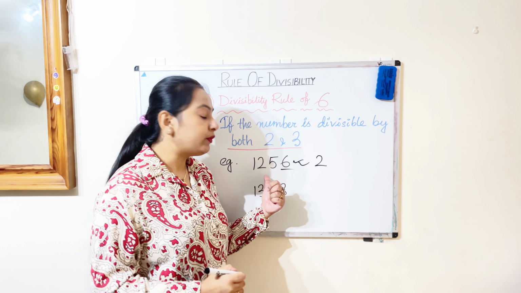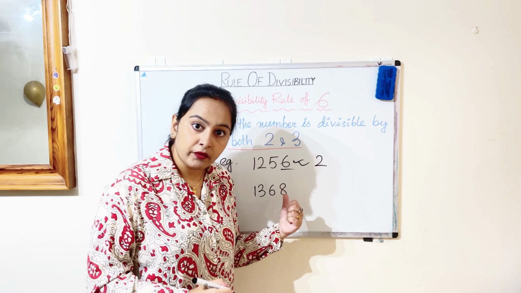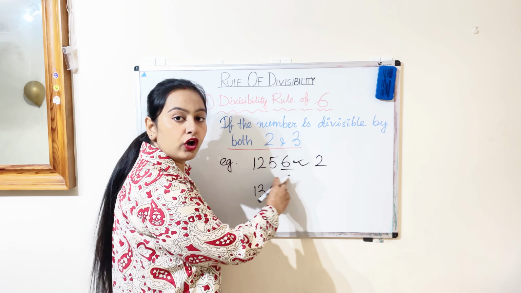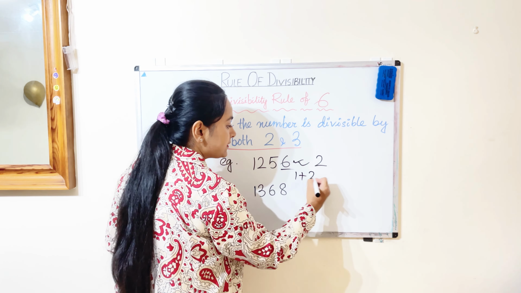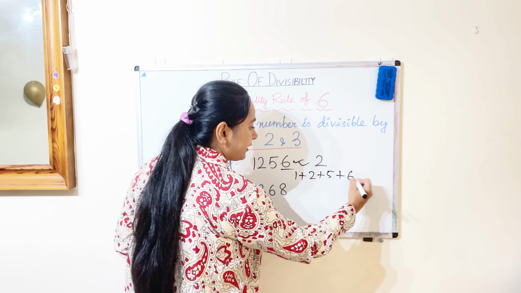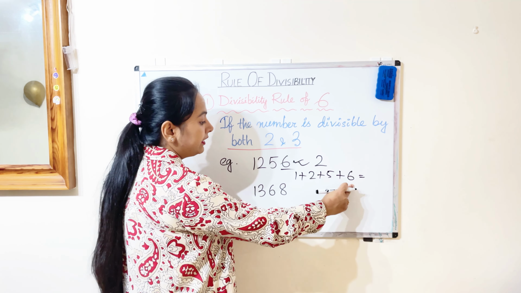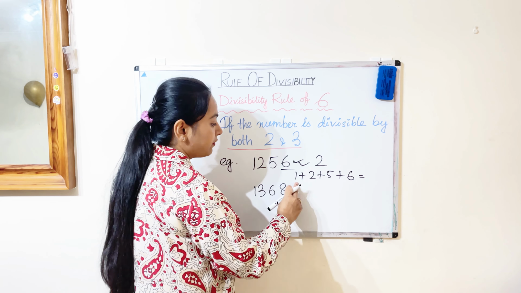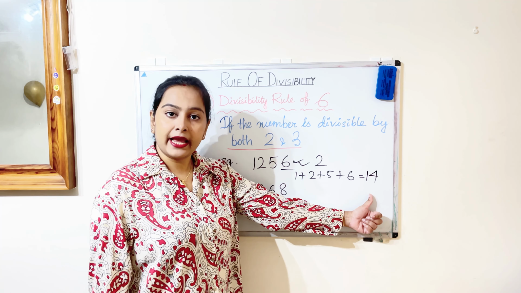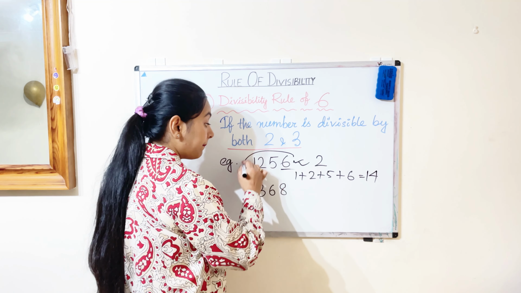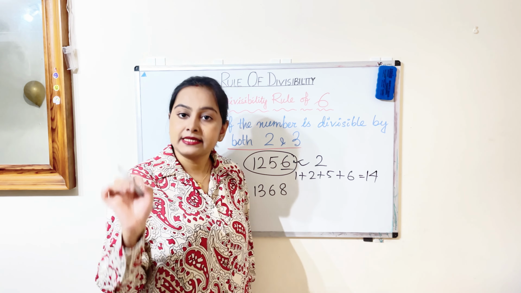But what about this one? Is this number divisible by 3? So we have to add all the digits of this number: 1 plus 2 plus 5 plus 6. What are we getting from there? 5 plus 6, 11. 11 plus 2, 13, plus 1, 14. So 14 is not divisible by 3, right? So that's why this number cannot be divisible by 6, right?